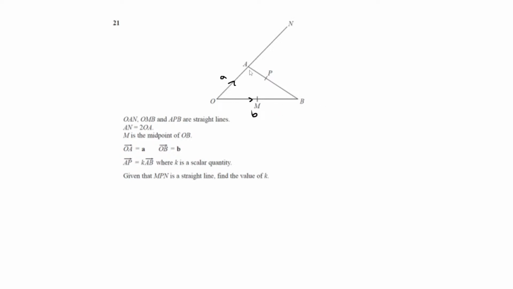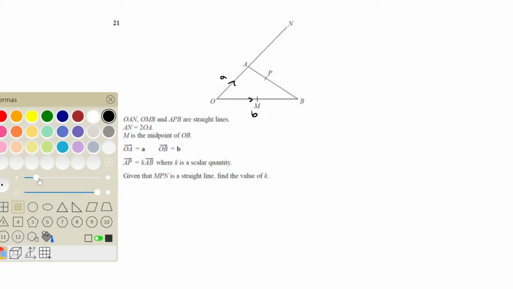And then they've said A to P is equal to a scale K multiplied by the whole line AB. So obviously K has to be less than 1, doesn't it? Because AP is a smaller version of AB. So that's fine. I wouldn't necessarily label that just now. Then they tend to mention that there happens to be this other straight line. In this case, they said, given that MPN is a straight line, that's the clue. Find the value of K. So I need to draw that line as well before we go any further.